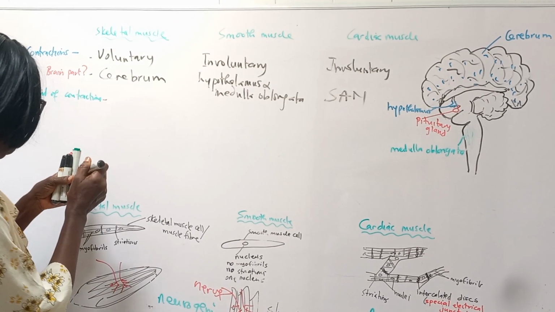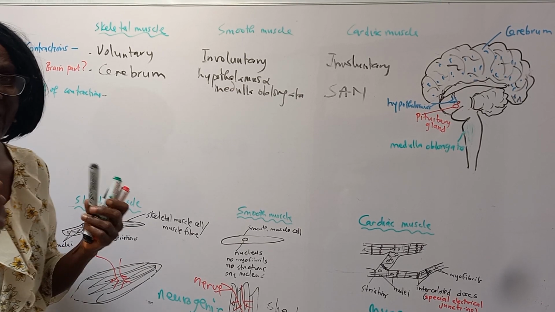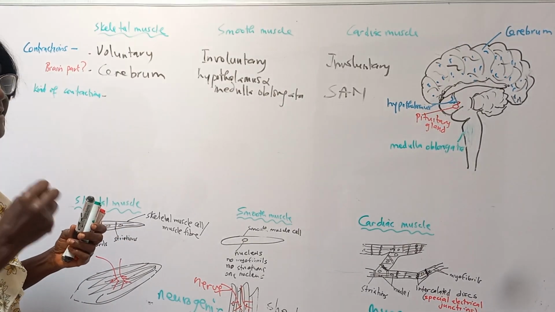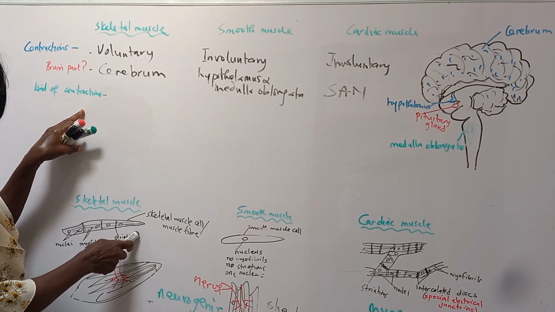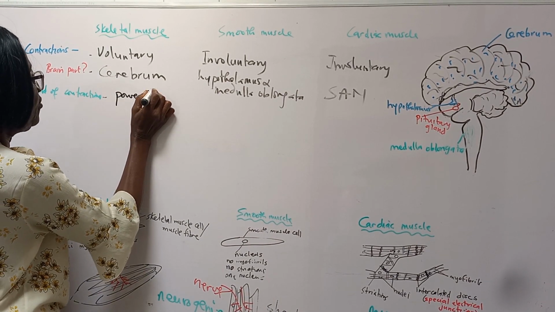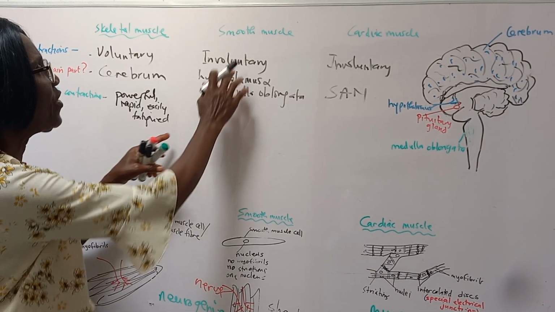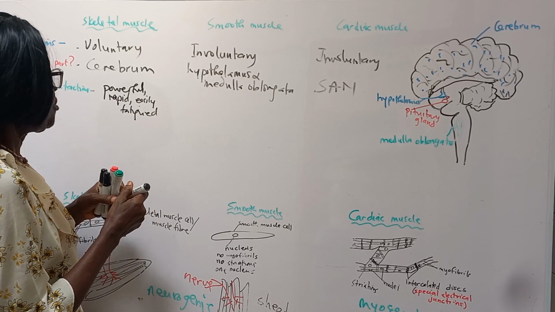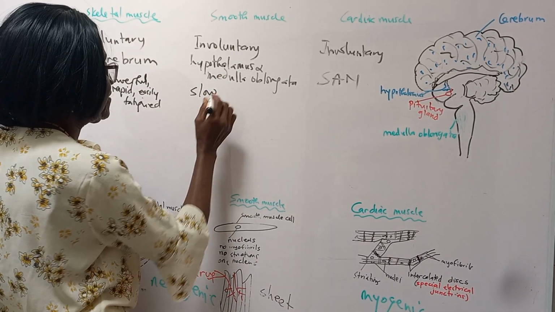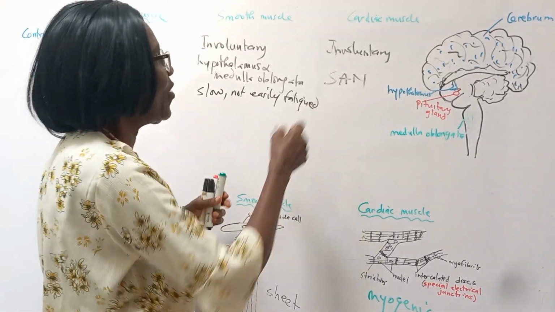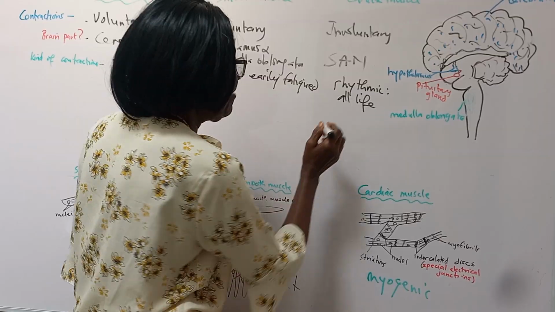Now, the kind of contractions in skeletal muscles are very powerful and rapid, but skeletal muscles easily get fatigued. Powerful, rapid, easily fatigued. The kind of contractions in smooth muscles are slow contractions and relaxations. The kind of contractions in cardiac muscle are rhythmic and go on all life, never fatiguing.